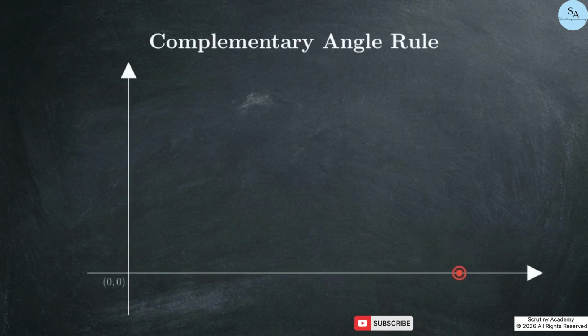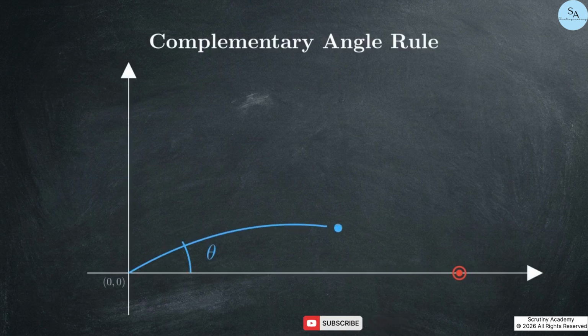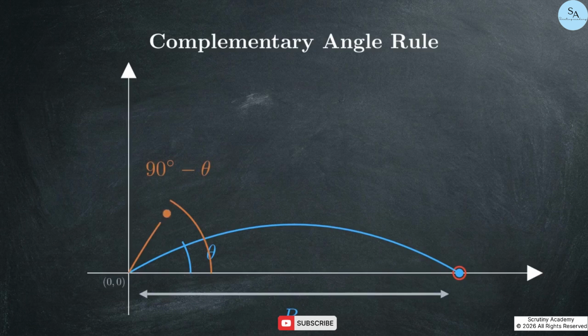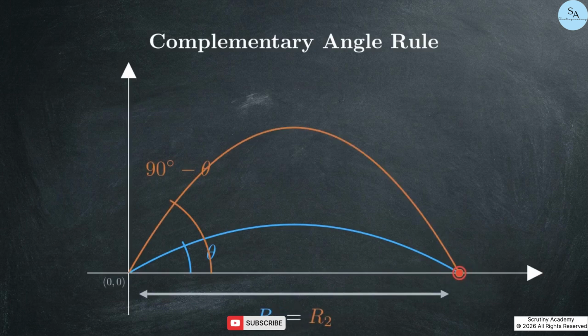In two-dimensional motion, remember the complementary angle rule. Launching a projectile at an angle of theta, or 90 minus theta, will result in it hitting the exact same horizontal target on the ground.